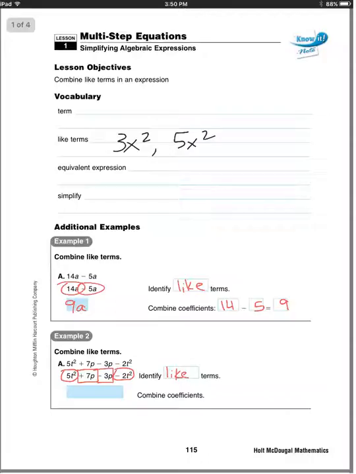Now I'm going to combine the coefficients. I'm going to have 5 minus 2 and get 3. And I'm going to have 7 minus 3 and get 4. And it's minus because there's a minus in front of each one of those second terms. Now the 5 minus 2 went with the t squared, so the t squared stays the same. 7 minus 3 went with the p, so plus 4p, and p stays the same.